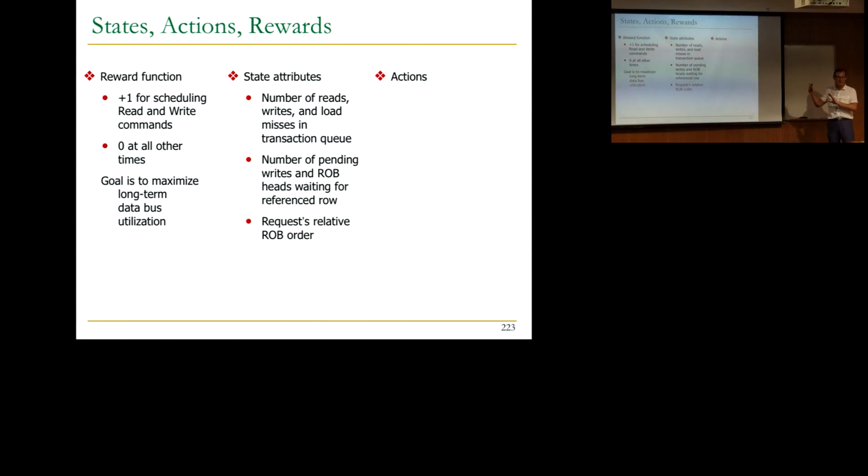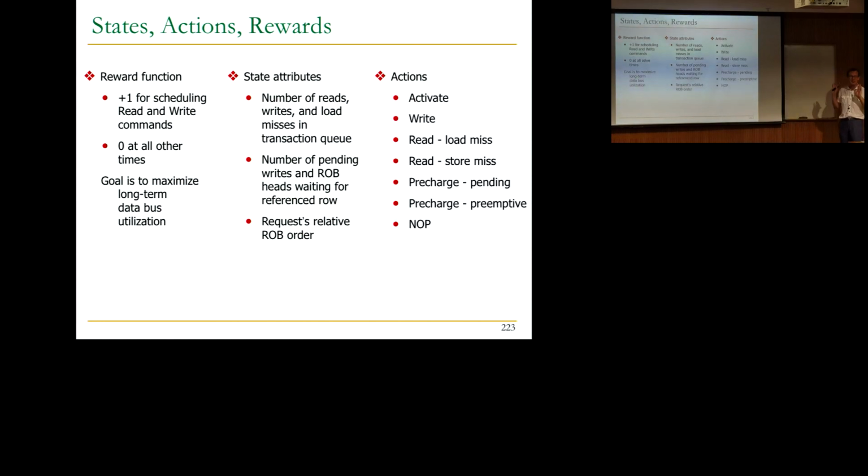Actions are the easiest ones over here, because you know at least which actions you can take. But even there, we did some encoding. For example, read generated by a load miss, read generated by a store miss. We actually distinguished between them. That turns out to be important, because load misses turn out to be more critical. And encoding those actions separately from the reads generated by stores has actually turned out to improve performance.